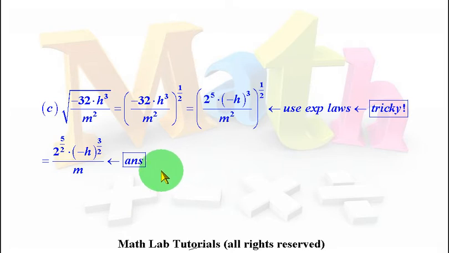Now the assumption here, because we're taking square roots, is that m is positive and h is negative. Assuming that m is positive and h is negative. Be very careful with that. Anyway, on to the next slide.